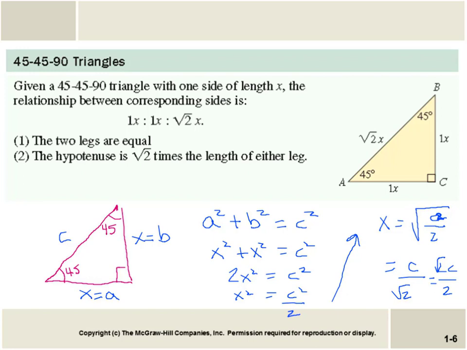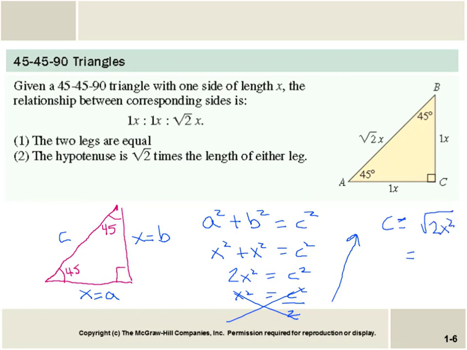So, shouldn't c have to equal the square root of 2? Oh, I see what I did. Thank you. I got it. Never mind. You're right. I was solving for x instead of for c. Sorry about that. So, cancel that. c is equal to the square root of 2x squared, which is equal to the square root of 2 times x. Thank you very much.